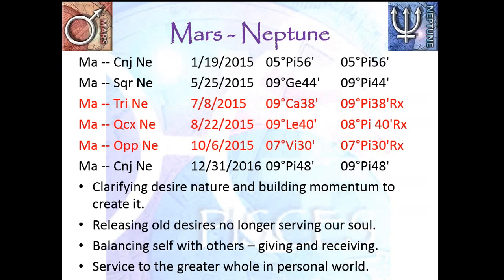Mars is going to have an opposition with Neptune. Here we're moving into a 2-year cycle around the zodiac. You see the conjunctions. And so Mars is going to have a waxing trine and inconjunct to Neptune and then its opposition in October. Mars is going to be in Cancer, Leo, Virgo. So we're going to be working to clarify that desire nature and building the momentum to create it. And because it's in opposition, it's quite possible there will be some old desires we need to release, no longer serving our soul. Neptune retrograde, Pisces.